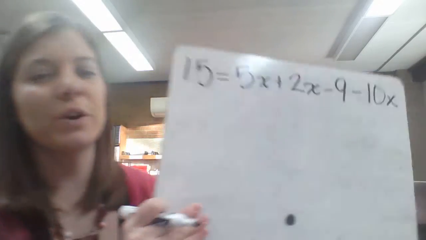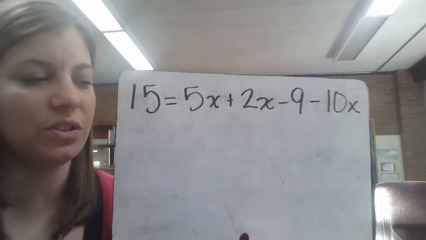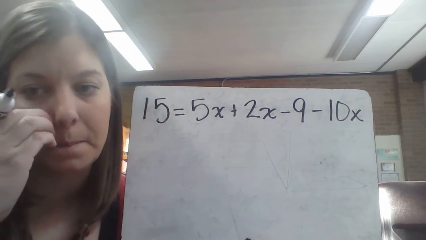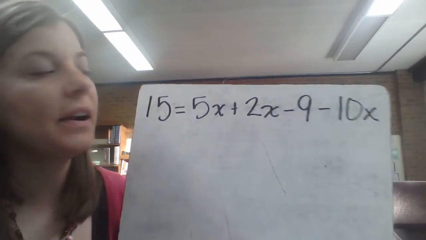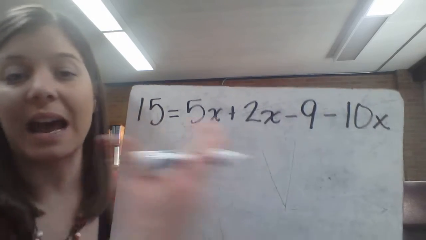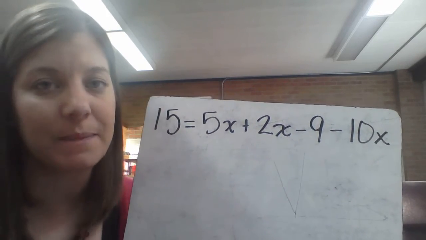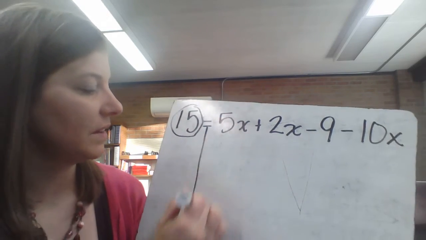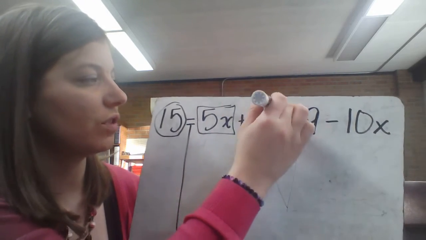Okay, the next one we're going to do is number 5. So if you need to, erase your work for number 5 or rewrite the problem. You can pause the video and do that. All right, step 1 is get rid of parentheses. I don't have any parentheses to get rid of, so I get to skip that step. So my next thing I'm doing is boxes and circles and draw the line.